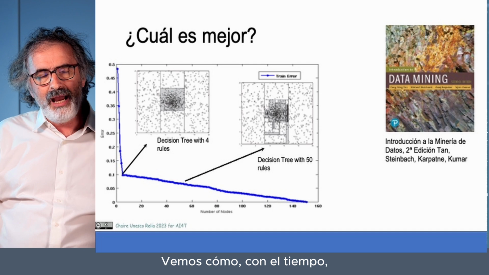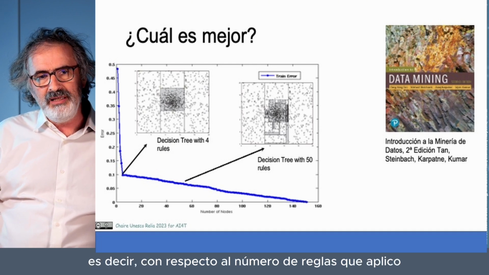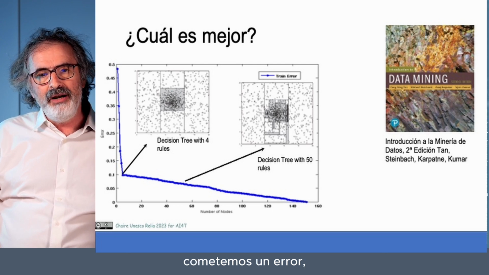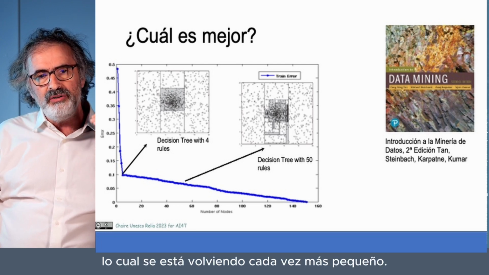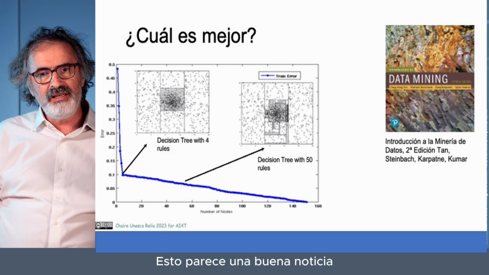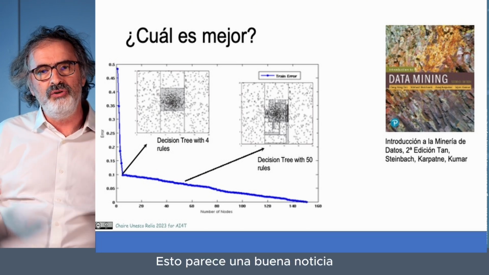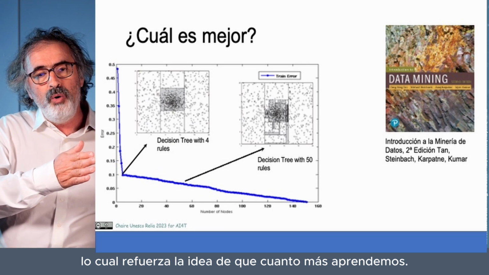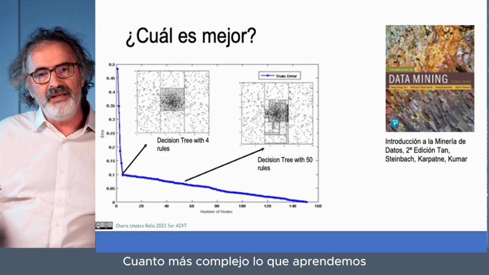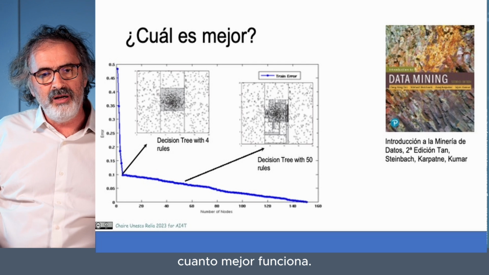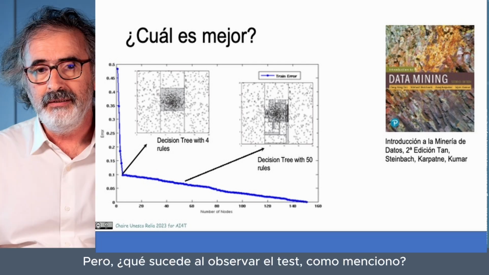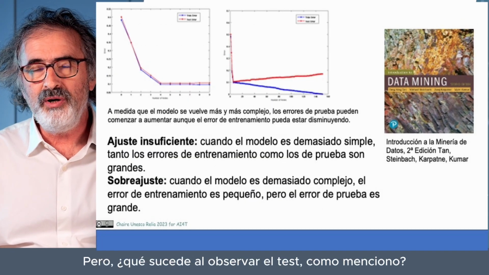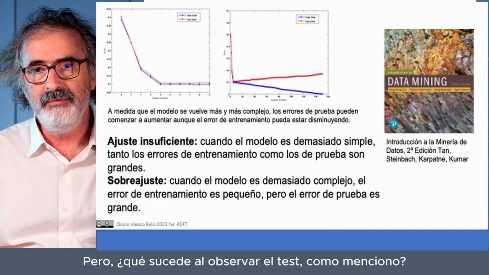We can see how over time, which means over the number of rules I am applying, we are making an error which is getting smaller and smaller. So this sounds like good news, reinforcing the idea that the more we learn, or the more complex we learn, the better it works. But what happens when we look at the test set?